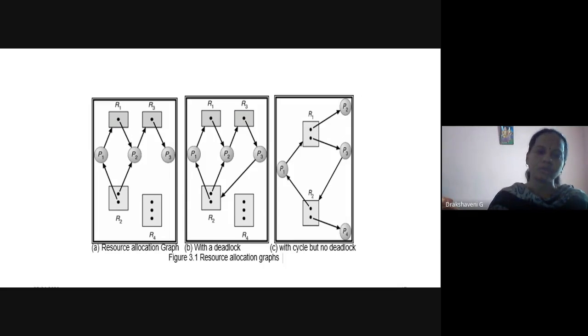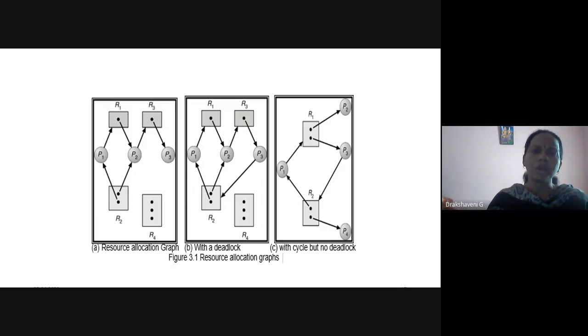We have three processes P1, P2, P3. All these circles are called a process. How many processes do we have? 1, 2, 3: P1, P2, P3. How many resources do we have? We have four resources: R1, R2, R3, R4.